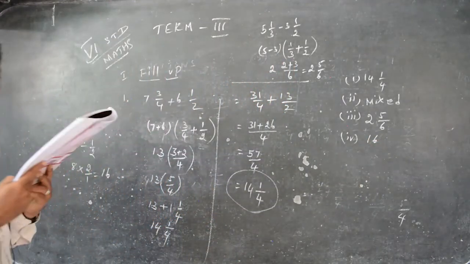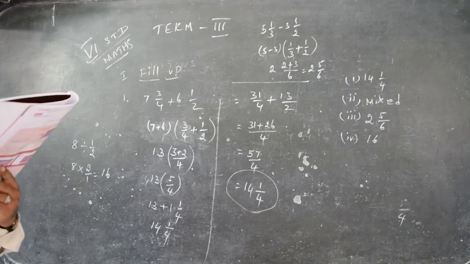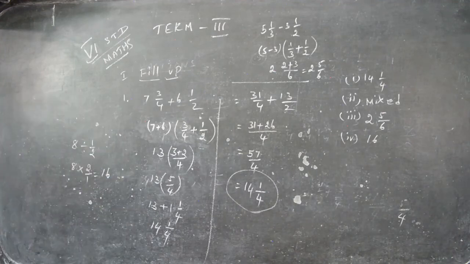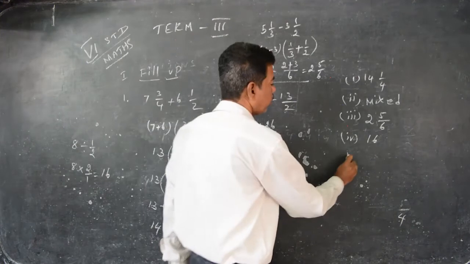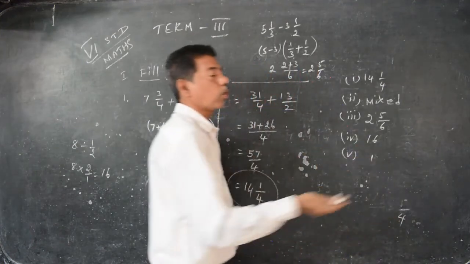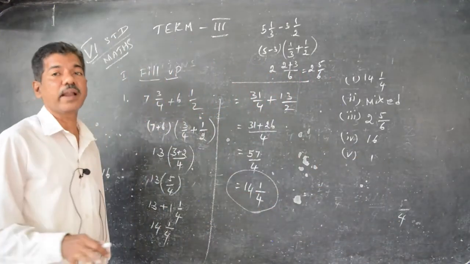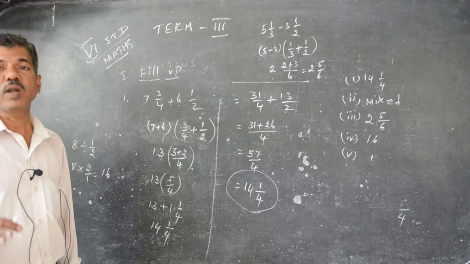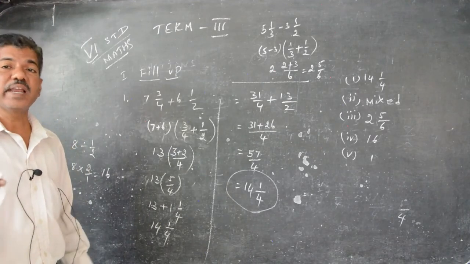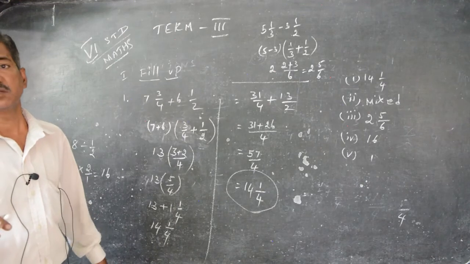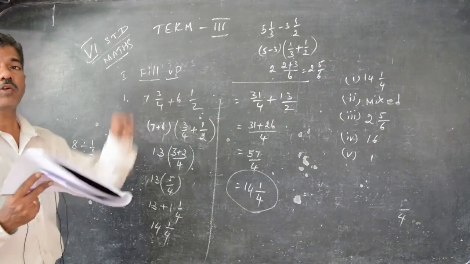Next, the number which is its own reciprocal is called 1. Fifth one: if you take the reciprocal of 1, the answer is 1 only. If we take the reciprocal of 1, we will get the answer as 1. Can you able to follow that? So, any doubt up to this?